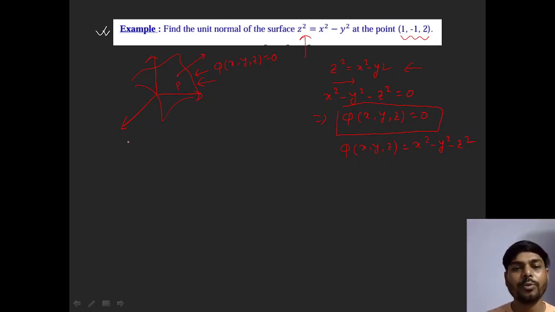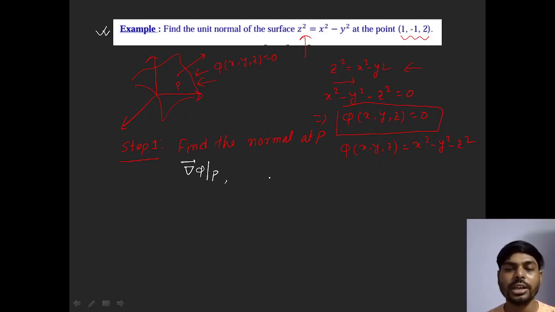What is the normal? Step 1, how to find out this normal? Step 1, first you have to find the normal at P. And what are the steps for that? What basically you have to do is find out the gradient of phi at the point P. Okay, so let's find out what is the gradient of phi here.